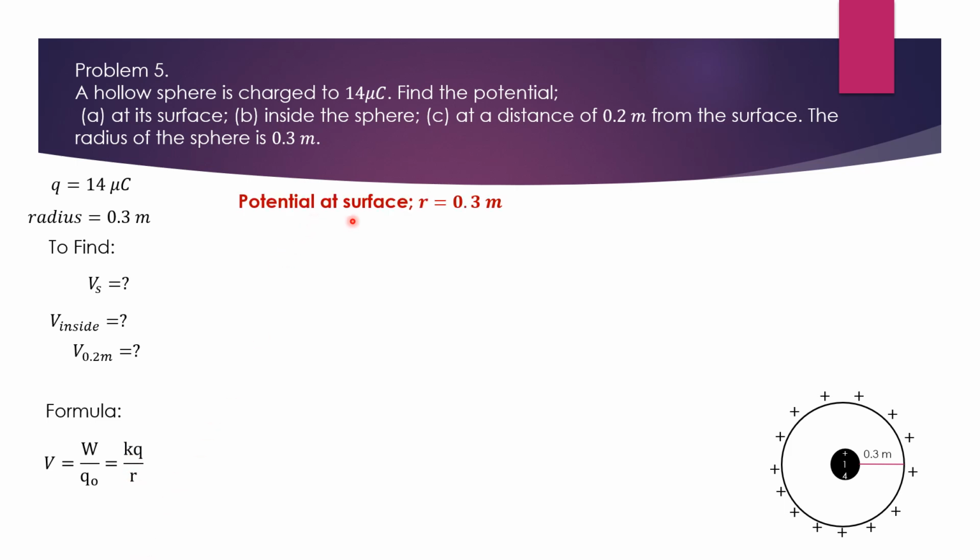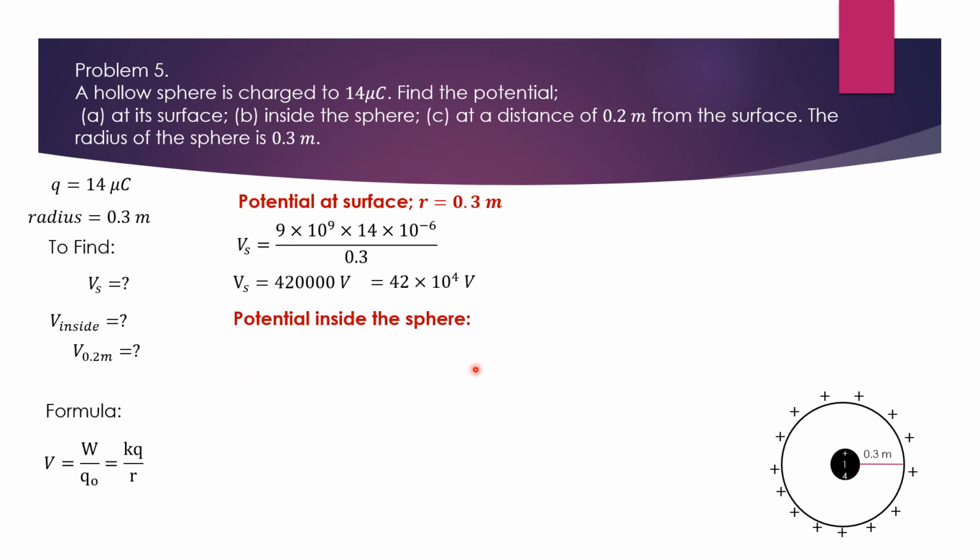Now potential at surface. Here the distance R will be equal to 0.3, which is the radius, and putting these values in the formula results in 420,000 volts, which is equal to 42 into 10 power 4 volts.